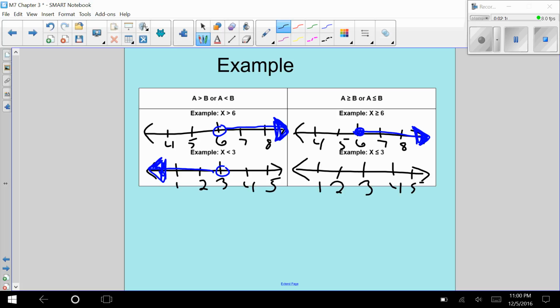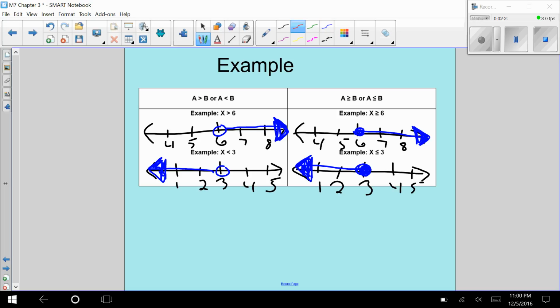I ask myself, does 3 work? Is 3 less than or equal to 3? It sure is, so I fill in my dot. And then does 2 work or does 4 work? Well, 2 is less than or equal to 3, so this is the direction of my arrow to the left here. Couple things to point out quick.